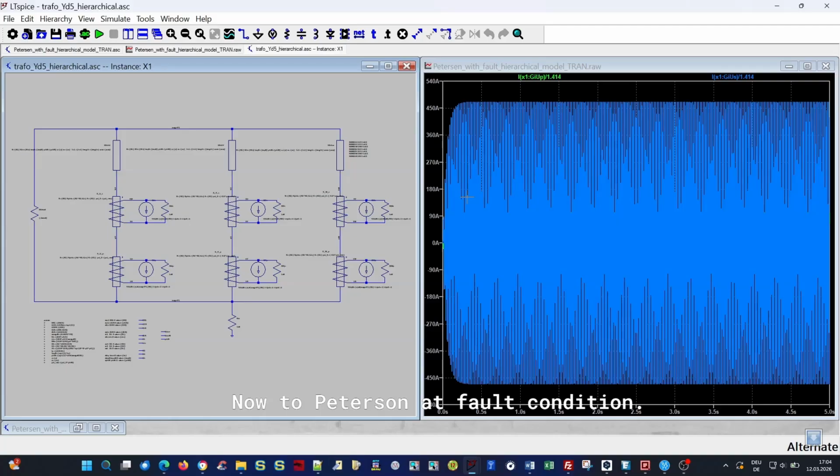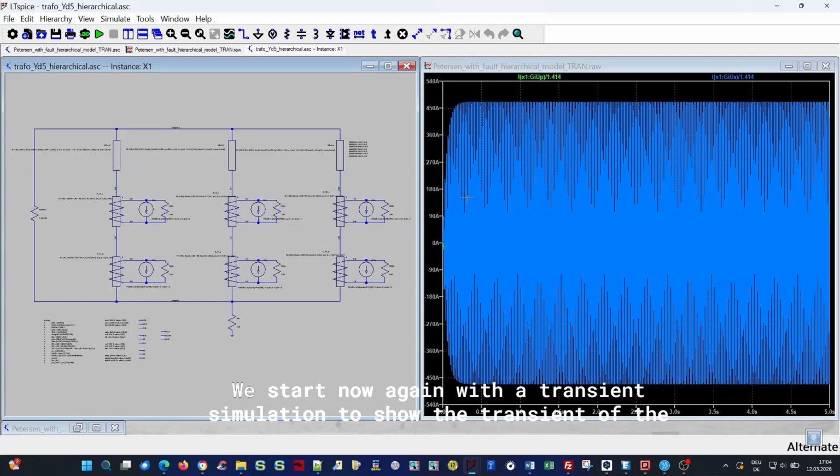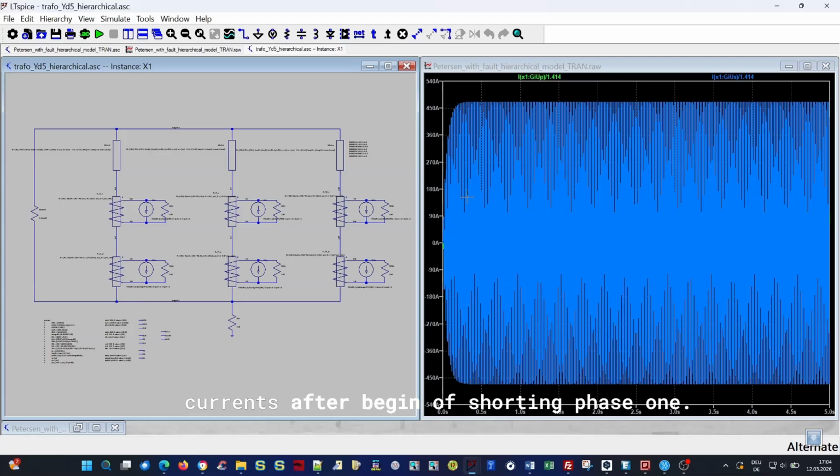Now to the Petersen at fault condition. Now we have tuned our Petersen optimally, and we show how the Petersen coil works on fault condition. We start now again with a transient simulation to show the transients of the currents after the beginning of shorting phase 1.